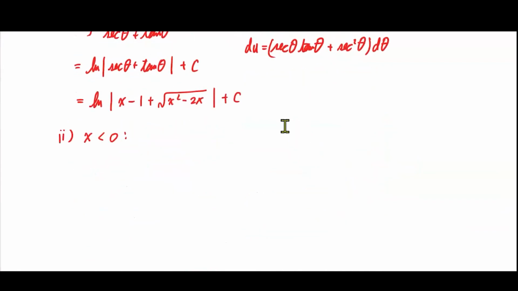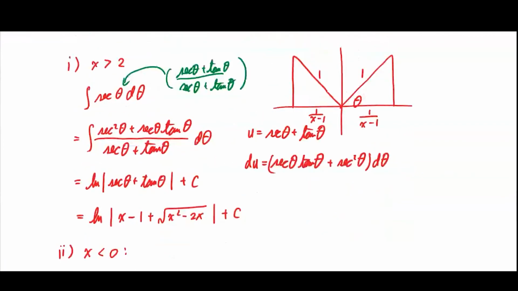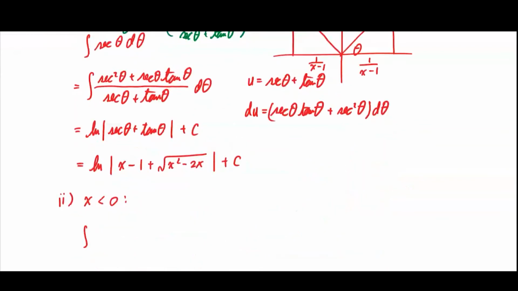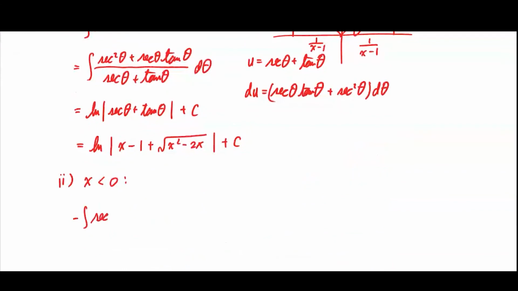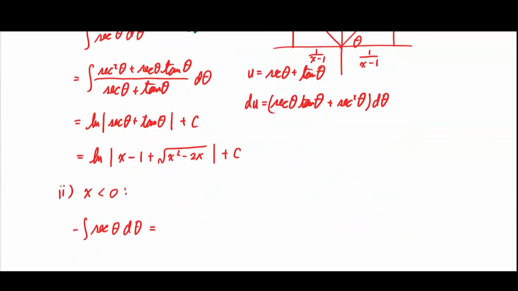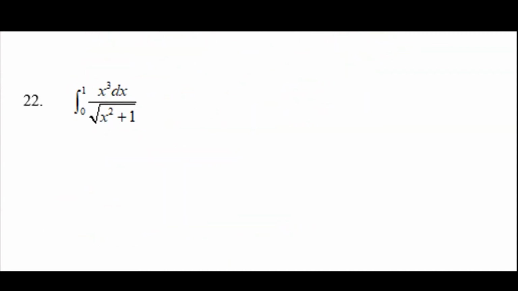So if this is the case, then my integral just becomes the opposite, right? Tangent still cancels, but this whole thing gives you -1. So I have negative secant theta d theta. And lo and behold, this is exactly the same as before with a minus sign, so we can recycle our work and say negative ln of x minus 1 plus square root of x squared minus 2x plus c. How about that? You get it? Are we good? Okay, that's number 15. Then number 22.